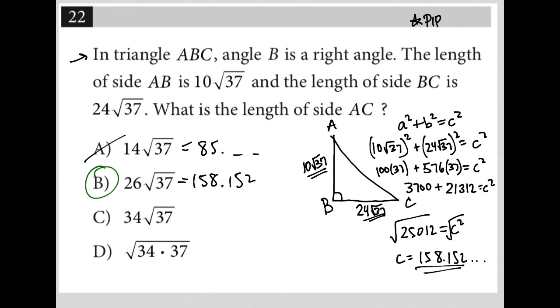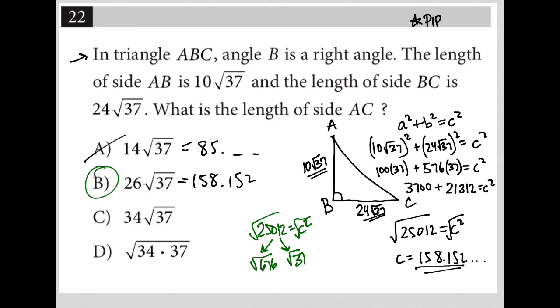Another way to look at this, though, is if, again, I went back to having 25,012 equals c squared, I can look at my answer choices and say, well, they all have a root 37 involved, right? So if I wanted to simplify this when I square root it, I can say, well, what is 25,012 divided by 37? So I'm going to go back to my calculator. 25,012 divided by 37 is 676. This would be 676 here.